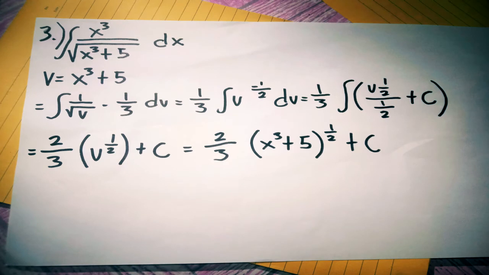And number 3, lastly, the integral of x raised to the power of 3 over the square root of x cubed plus 5 dx, u equals x cubed plus 5, equals the integral of 1 over the square root of u multiplied by 1 over 3 du, equals 1 over 3 the integral of u raised to the power of negative 1/2 du, equals 1/3 times the quantity u raised to the power of 1/2 over 1/2 plus c, which is equivalent to 2/3 times u raised to the power of 1/2 plus c, and the final answer would be 2 over 3 times the quantity x cubed plus 5 raised to the power of 1/2 plus c.